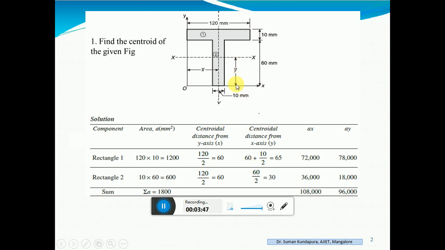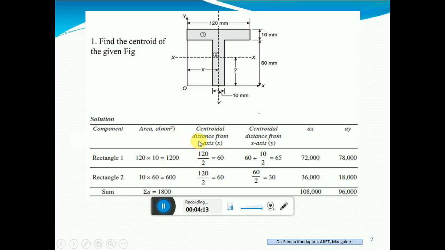So for this, let us start by taking each rectangle. Take the first rectangle, that is rectangle 1. Find out the area of this: 120 into 10 is 1200. Take rectangle 2. 60 is the depth, 10 is the width. So it is 10 into 60, 600. Okay, these are the areas of the two rectangles.